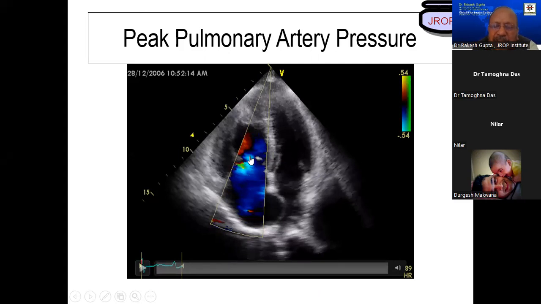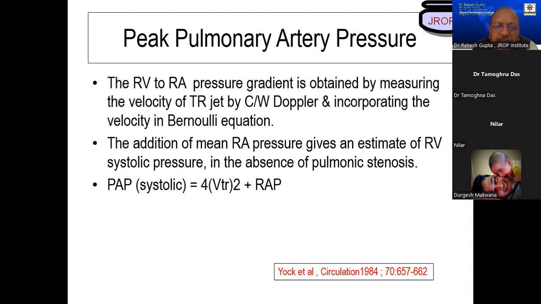We put a pulse wave Doppler spectrum pattern. You find the Doppler flow cannot be contained; aliasing happens. Then we shift over to continuous wave Doppler. So the RV to RA pressure gradient is obtained by measuring the flow of the TR jet by CW and incorporating the velocity in Bernoulli's equation. So we get a TR jet velocity. 4V squared gives the peak pulmonary artery pressure.